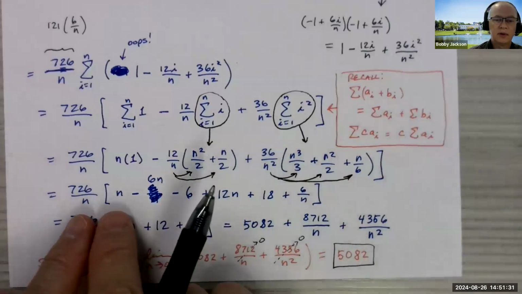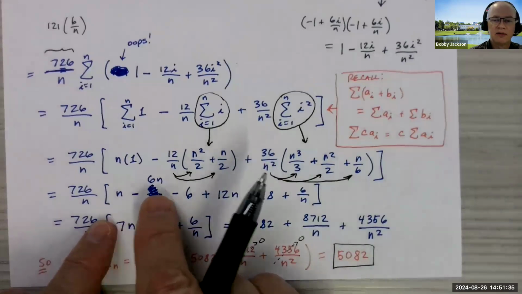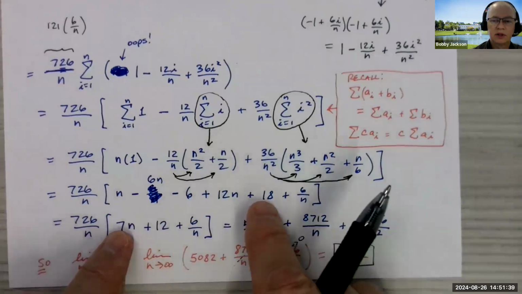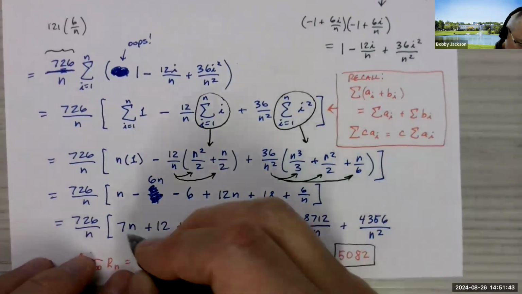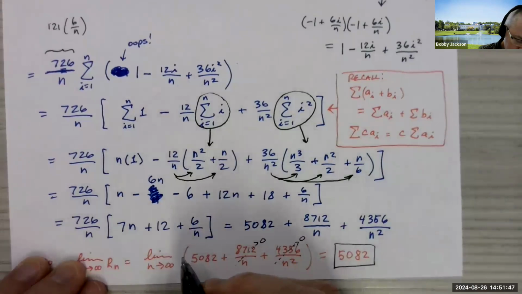And I can clean this up. I've got n minus 6n plus 12n. So that's negative 5n plus 12n, which is 7n. And I have negative 6 plus 18, that's 12. And then plus 6 over n. So this whole expression here is r sub n.